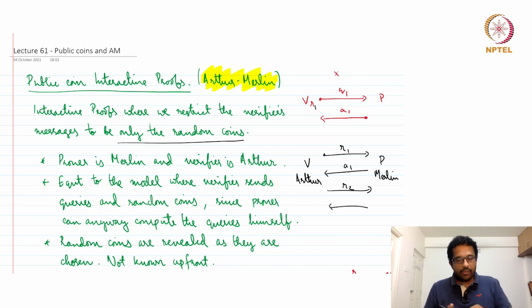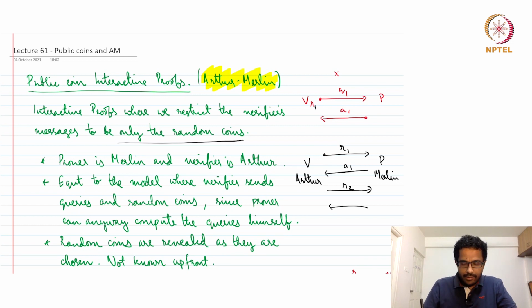So with this restriction of having to compulsorily announce to the prover the random coins, what could we achieve, right? So this is what we will see in this lecture. So this is public coin interactive proofs, and this is commonly known as Arthur-Merlin proofs.